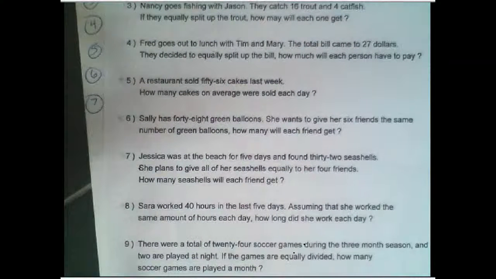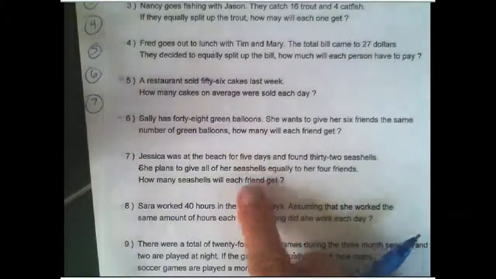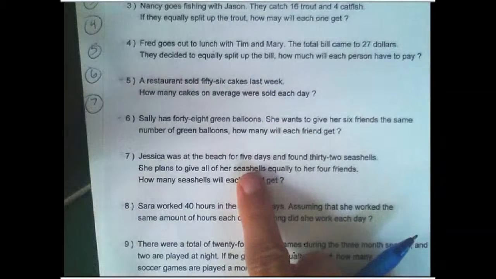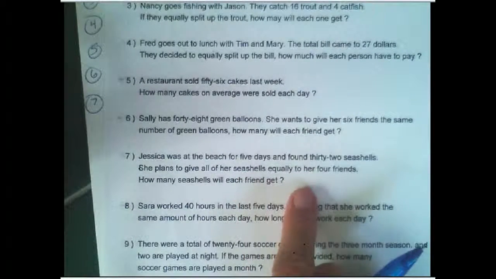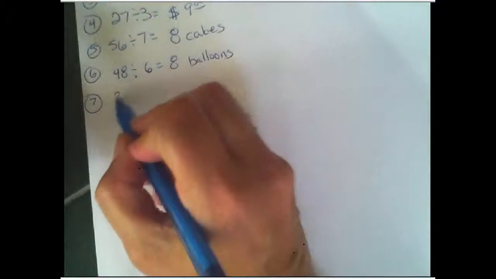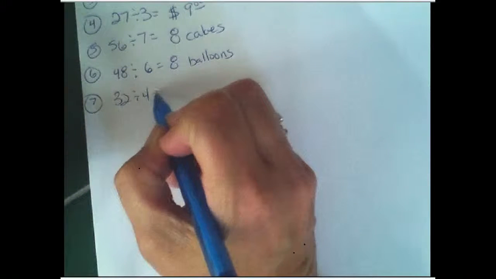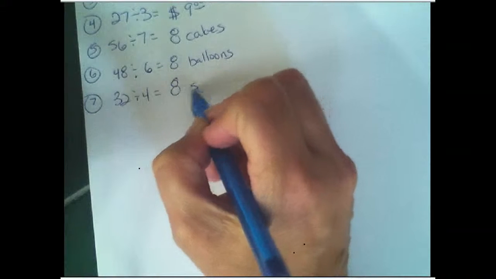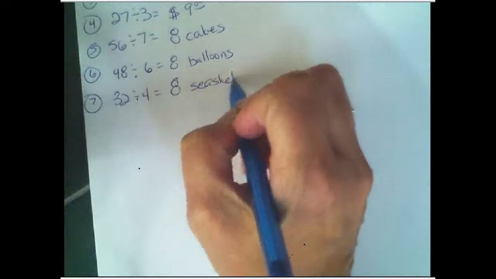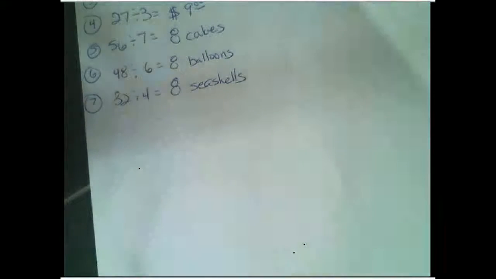Number 7. Jessica was at the beach for 5 days, and she found 32 seashells. She plans to give all of her seashells equally to her 4 friends. How many seashells will each get? We don't care how many days it took her to find the seashells. We know that she has 32. She's dividing them equally amongst her 4 friends. So we take 32 divided by 4, and surprise, surprise, it is 8 seashells. Somebody has a sense of humor.